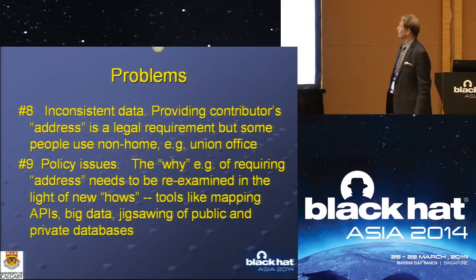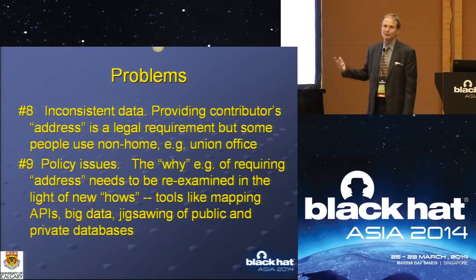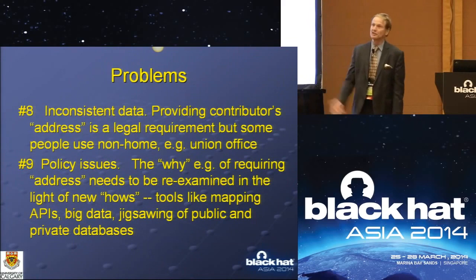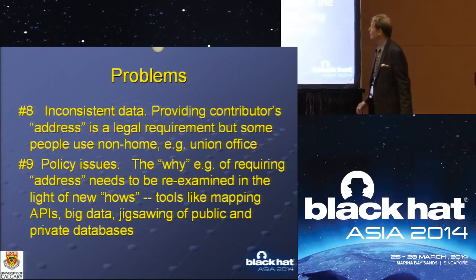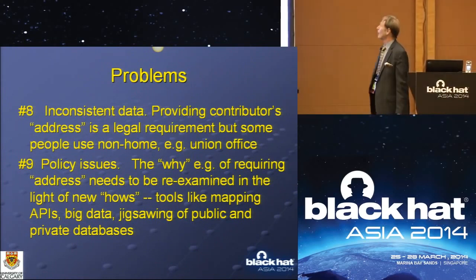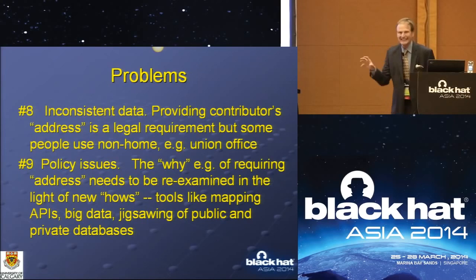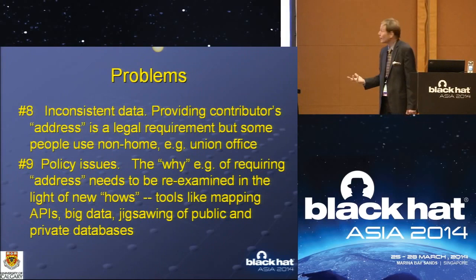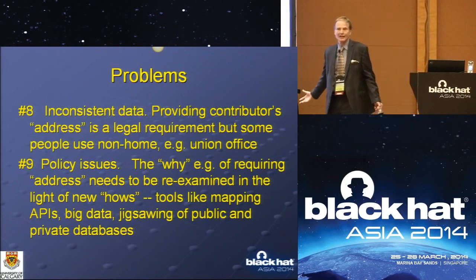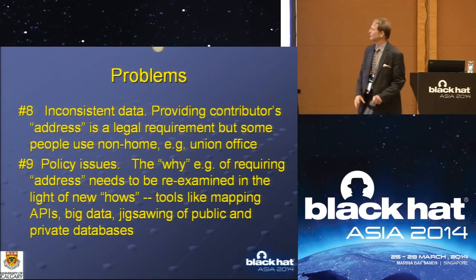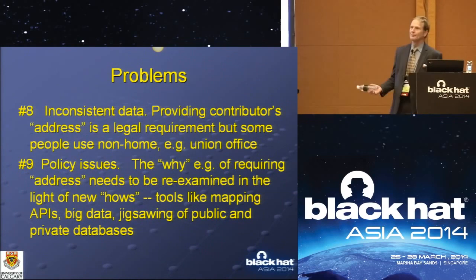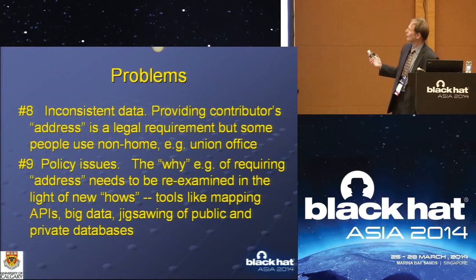So one thing I found is that the data was inconsistent. You had to give an address. It doesn't say your home address. You could give 1600 Pennsylvania Avenue Northwest, which is the White House. That's an address. It's Barack Obama's address now. Also, policy issues. Somebody decided in 1980 that this data needed to be collected, and nobody's apparently thought about it since then, but so much has changed. We have these new tools like data mapping APIs and big data programs and so on, so it's really time to make the why of why we require it match up with the how of what we can do.